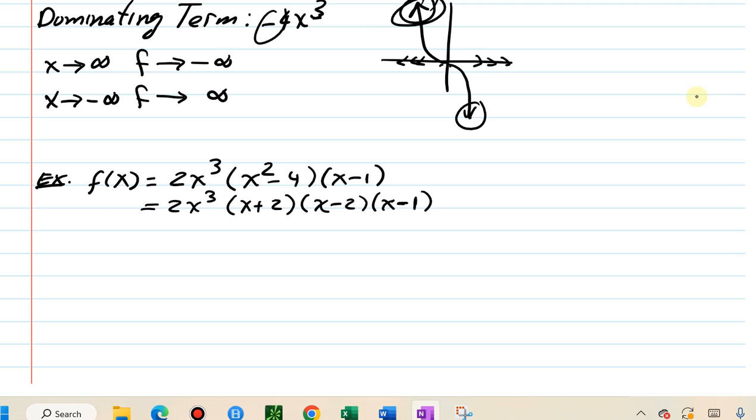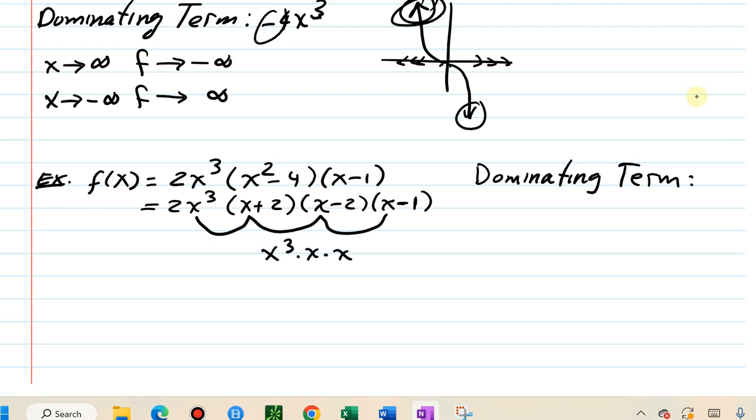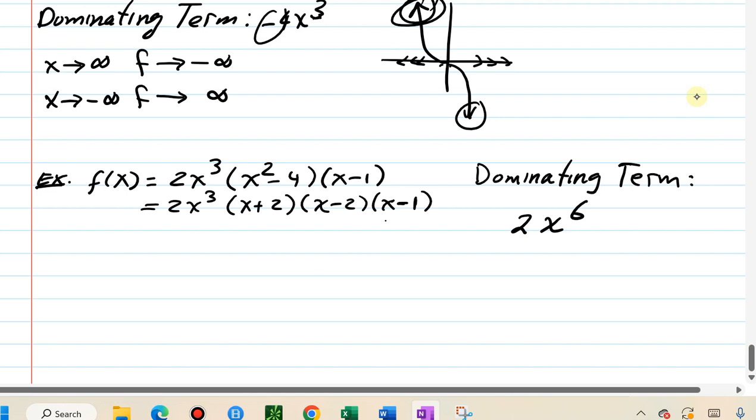Okay, so for this one, let's see. The dominating term is going to be the first term in the polynomial. To get the first term, you multiply x cubed times x times x. 1, 2, 3 x's, and then a 2 in front. That's important, the leading coefficient, because if it's negative, it's going to flip the graph, right? So the end behavior will be different. So the dominating term seems to be 2x to the 6th power, right? 1, 1, 1, and 3 makes 6. Therefore, the polynomial function we look at here is a 6th-degree polynomial.